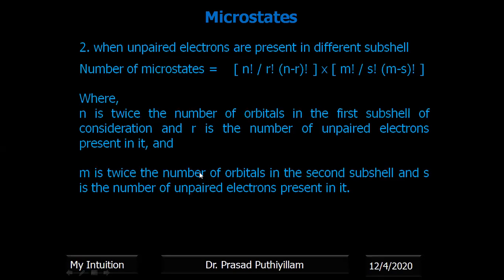M is twice the number of orbitals present in the second subshell. N is twice the number of orbitals present in the first subshell, and r is the number of unpaired electrons. S is also the number of unpaired electrons present in the second subshell.